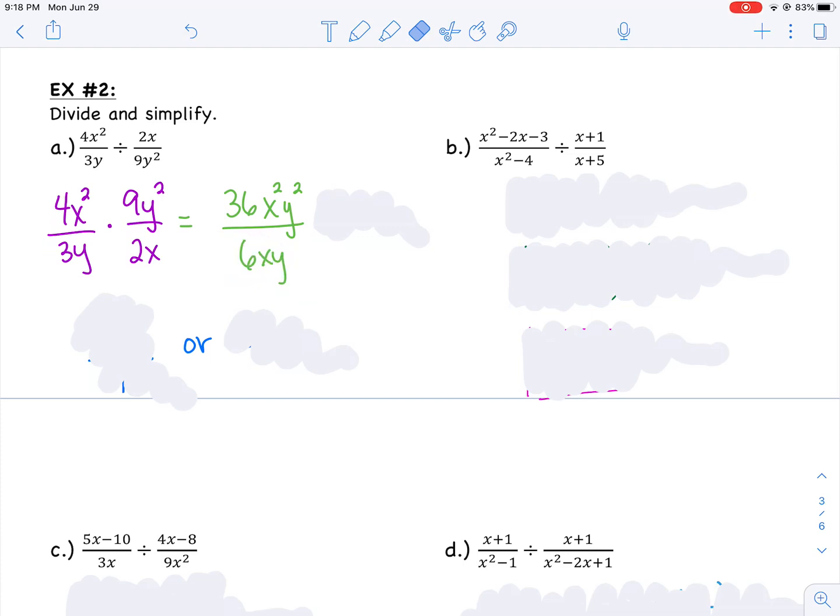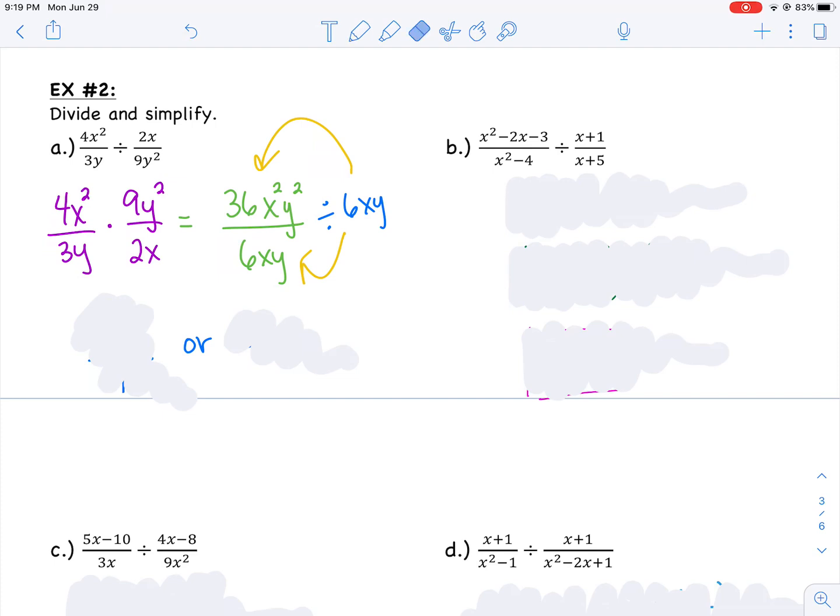I have a monomial on top and a monomial on bottom. I have one term on top and one term on bottom. I should be able to reduce the 36 and the 6. I should be able to reduce the x's, and I should be able to reduce the y's. Or I can divide by that GCF of a 6xy. Making sure that you divide the numerator and the denominator by that GCF.